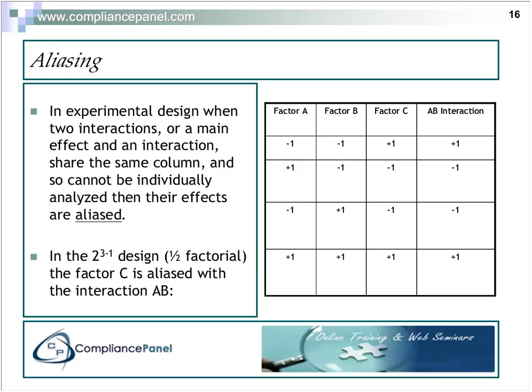So this is how you can understand the confounding patterns. You can multiply through any 2 columns, and if the resultant column is exactly the same as one of your factors, then they are confounded.